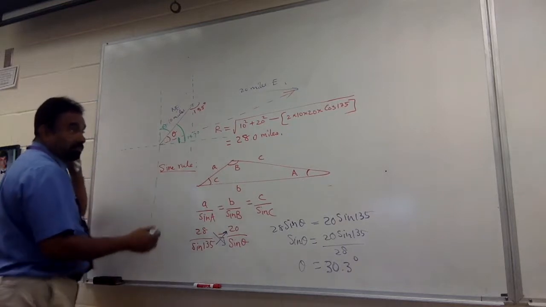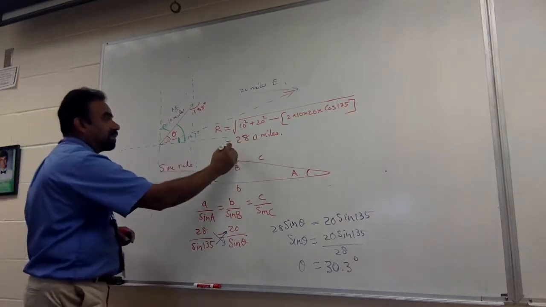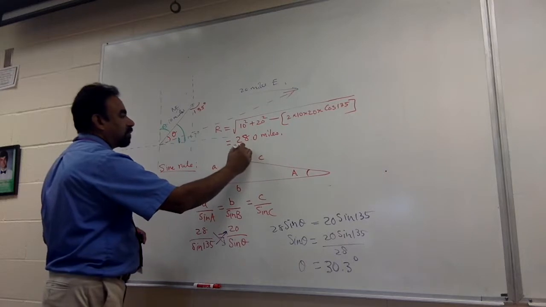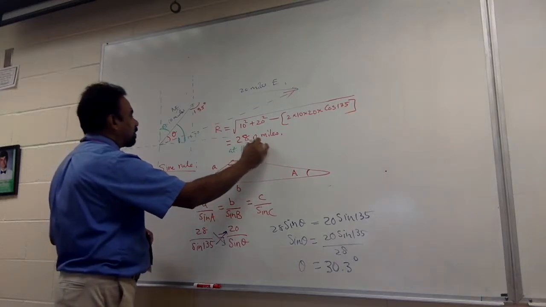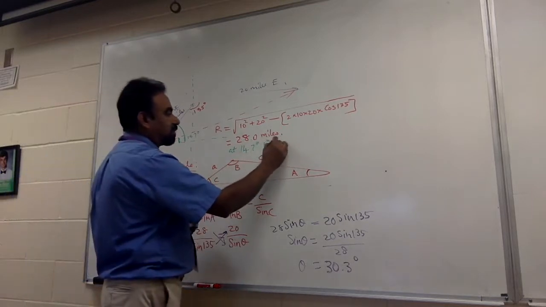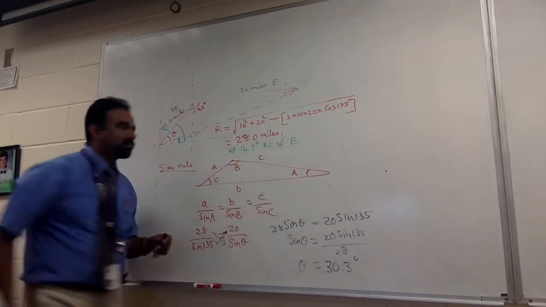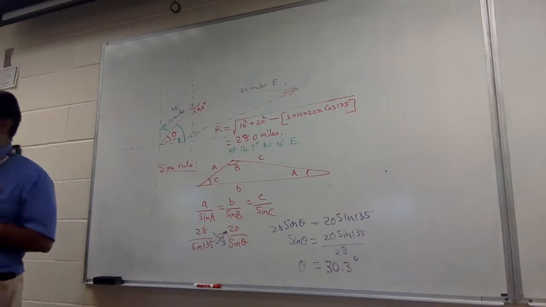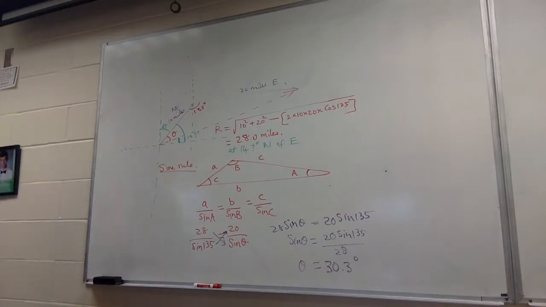The answer is 28 miles at 14.7 degrees what? North of east. Any questions now on this? Cosine rule, sine rule, both applied. And we got the answer.